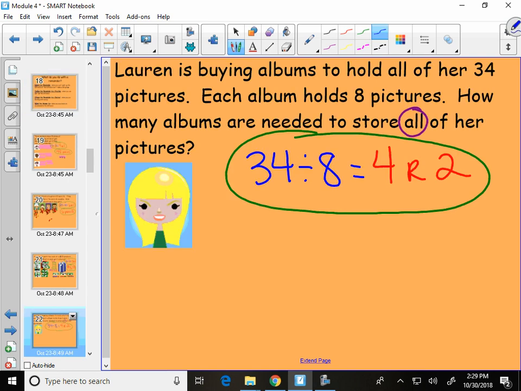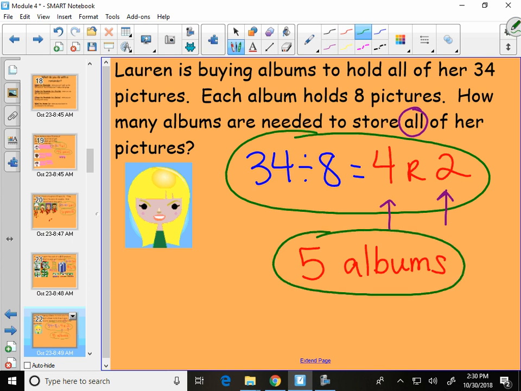And the reason we need to round the answer up is that 4 albums is not enough because there's 2 pictures left over, and she wants to know how many albums for all of her pictures. So if 4 albums is not enough, better get 5 albums. The last one won't be totally full, but at least she'll have enough for all of her pictures.